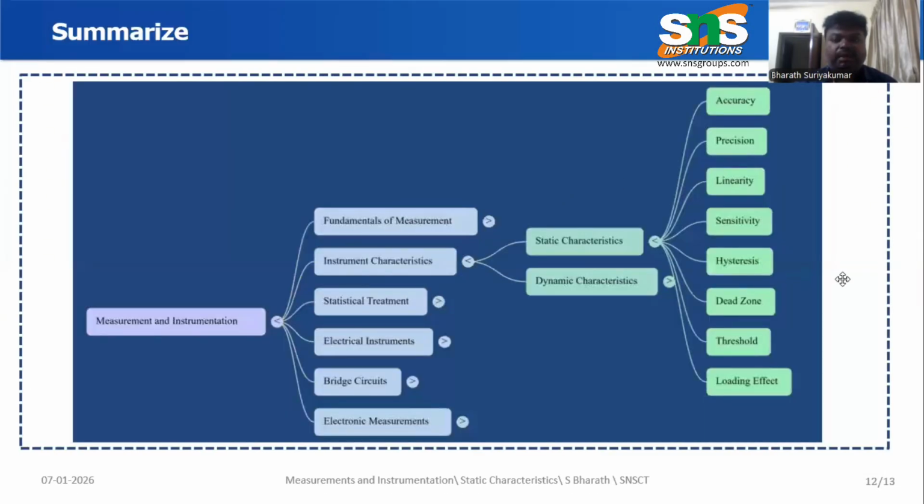Let's summarize the topic we have discussed in today's class. Measurement and Instrumentation deals with the concepts of various instrument characteristics. They are classified into static characteristics and dynamic characteristics. Static characteristics are listed here: accuracy, precision, linearity, sensitivity, hysteresis, dead zone, threshold, and loading effects.